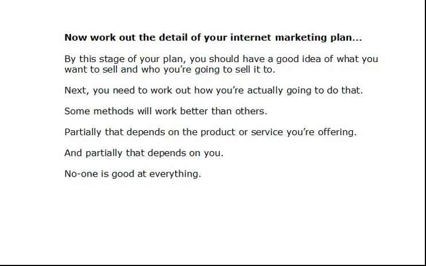The next stage is to work out the detail of your internet marketing plan, and by this stage of the plan you should have a good idea of what you want to sell and who you're going to sell it to. Next, you need to work out how you're actually going to do this. Some methods work better than others, and partly that depends on the product or service you're offering, and partly that depends on you. No one's good at everything, not even you, sorry to tell you that.